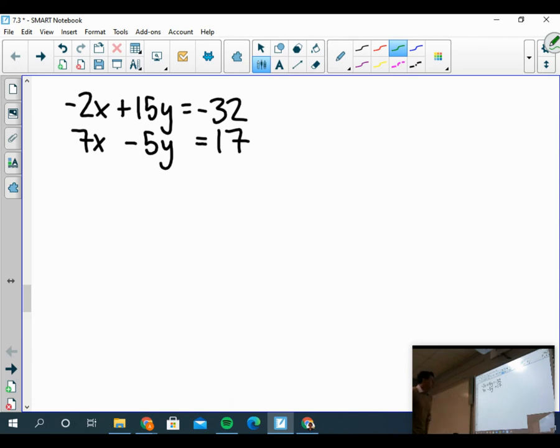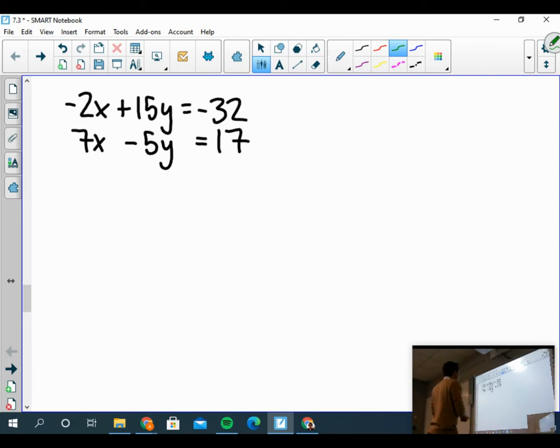So looking at this, we don't want to do substitution because there's no clear-cut variable that'll be nice to get by itself. And we cannot just eliminate right away like we saw in part 1 of 7.3 by adding or subtracting. I can't add or subtract the left sides of the equations and eliminate one of the variables. Negative 2 plus 7 will give me 5. Negative 2 minus 7 will give me negative 9. 5 plus negative 5 will give me 10, and 15 minus negative 5 will give me 20. So no matter what form of just straight up adding or subtracting, I can't get rid of one of the variables.